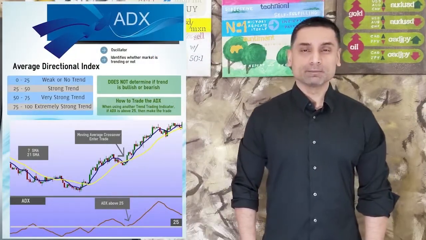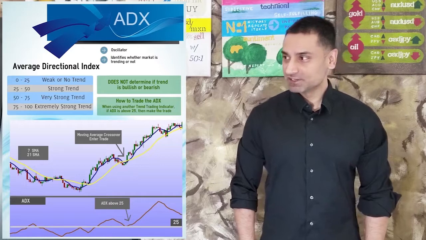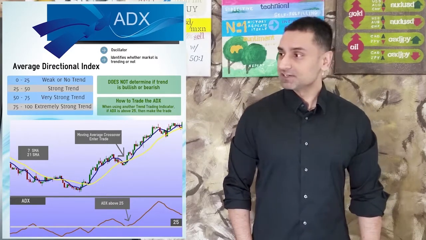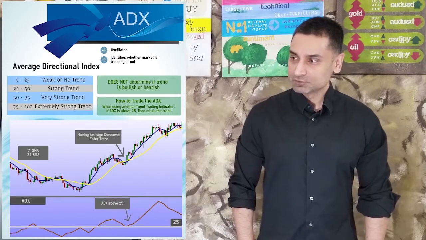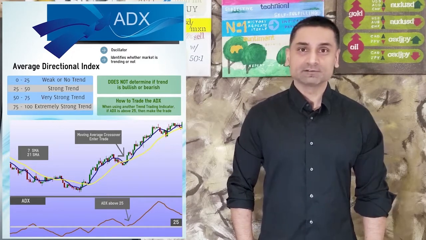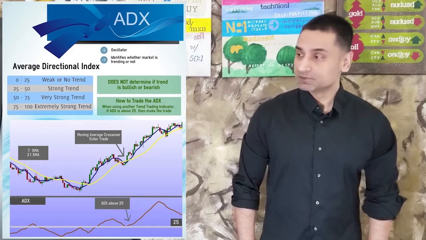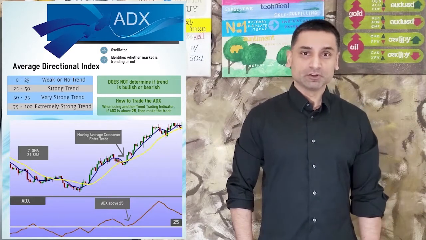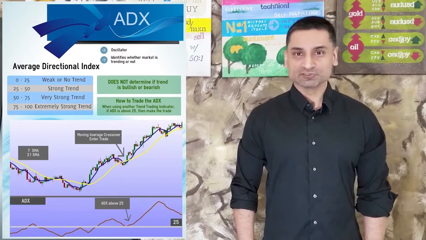There's 4 components of this: the ADX line, the positive DX, the negative DX, and the level, 20 level or 25 level. When the ADX line is above that level, then we're in a trend. When it's below, then we're in a choppy or sideways market.